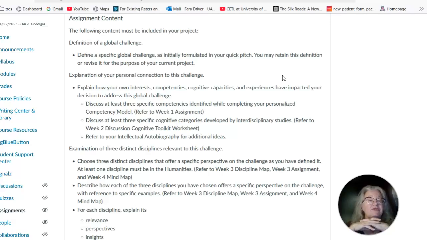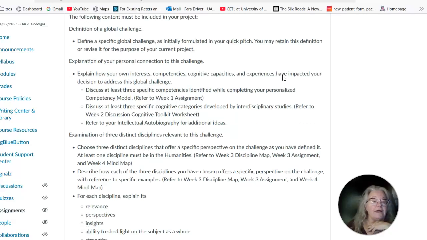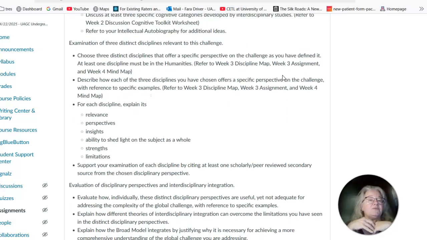You'll describe how each of the 3 disciplines offers a specific perspective on this challenge. And then for each discipline, you'll explain its relevance, perspectives, insights, ability to shed light on the subject as a whole, strengths, and limitations.